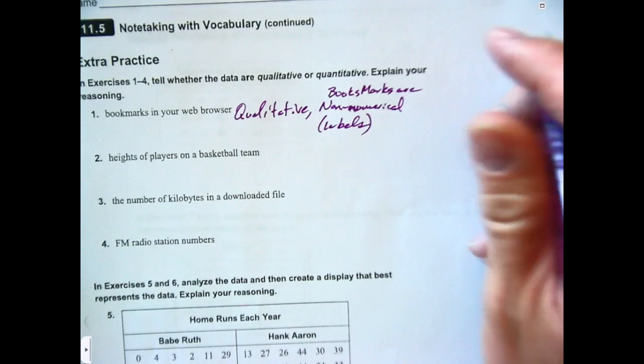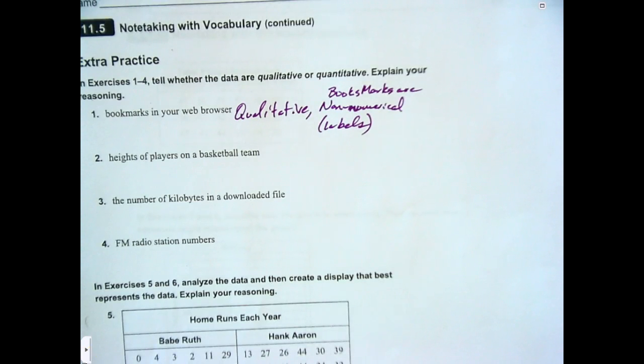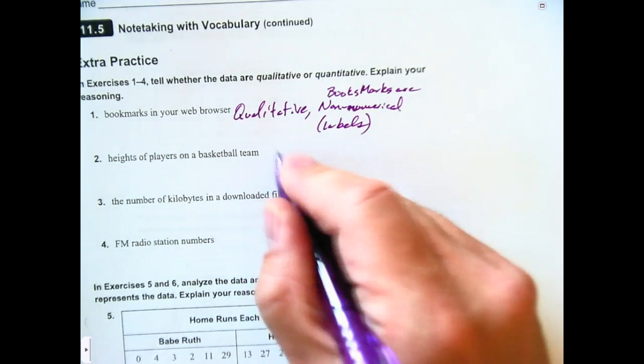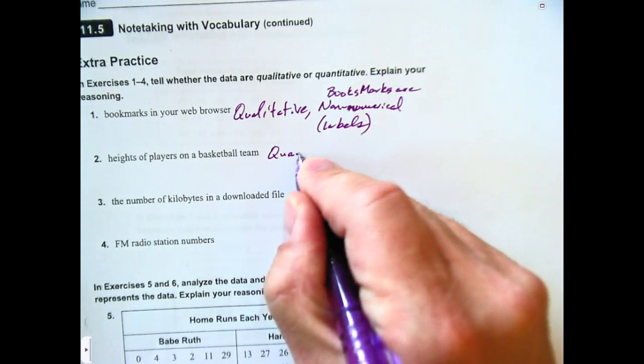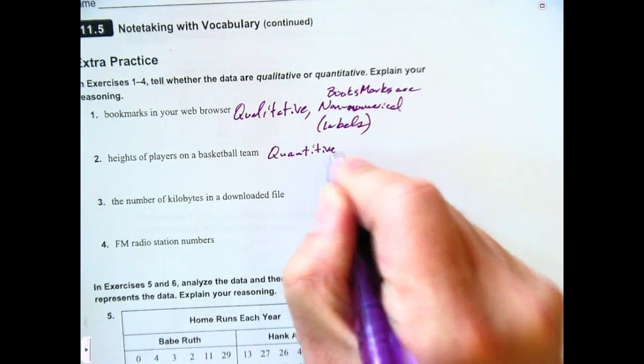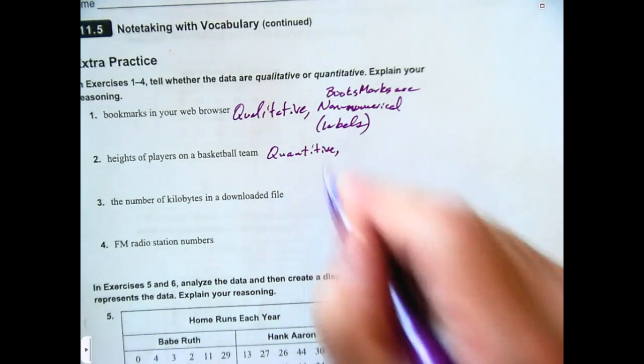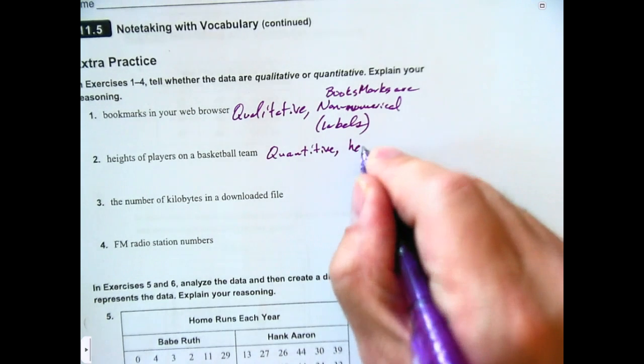Number 2, heights of players on the basketball team. Sergi, what do you think? Quantitative? How come? Yeah, it's measuring. Heights are numerical values.